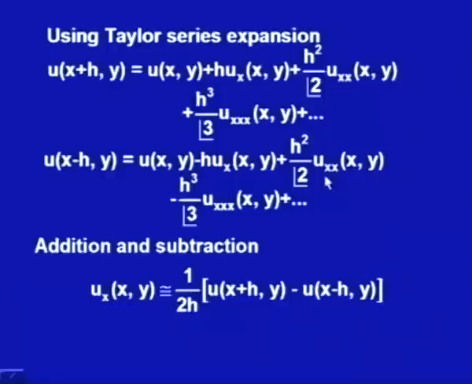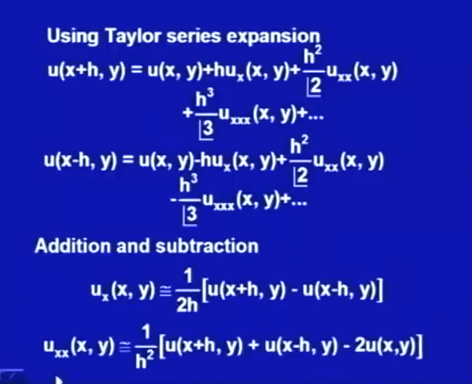So, from here we approximate the second derivative. u_xx(x, y) can be approximated as 1/h² [u(x + h, y) + u(x - h, y) - 2u(x, y)]. Again, we could write it as the difference of u(x + h, y) - u(x, y) and u(x, y) - u(x - h, y). So, we are approximating the second derivative with respect to x of u, and these we call difference quotients.